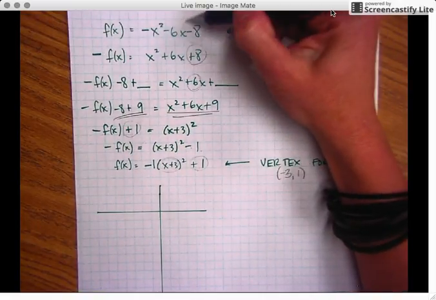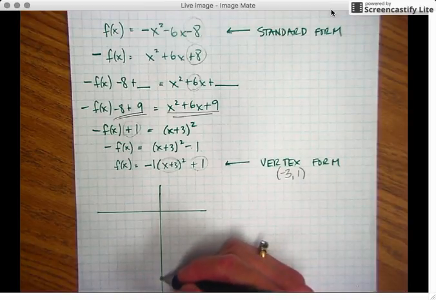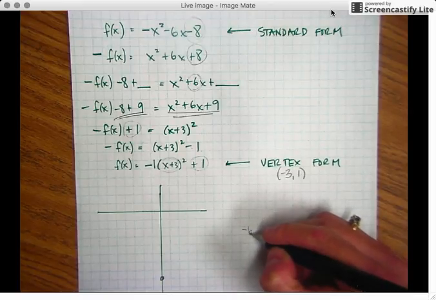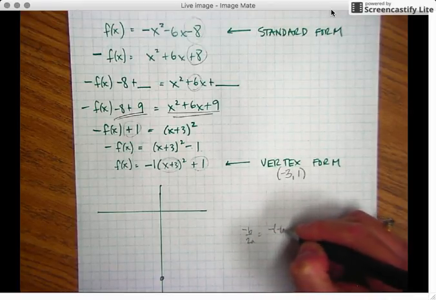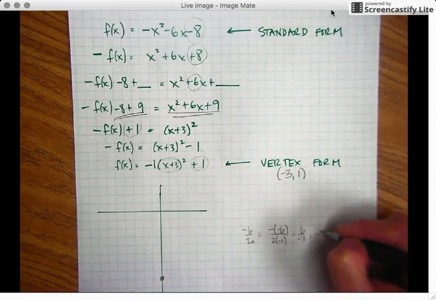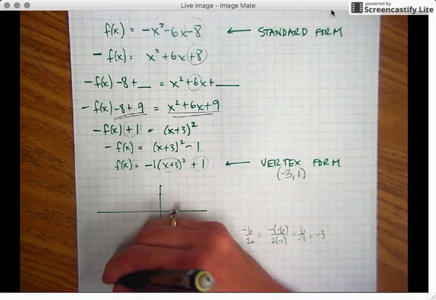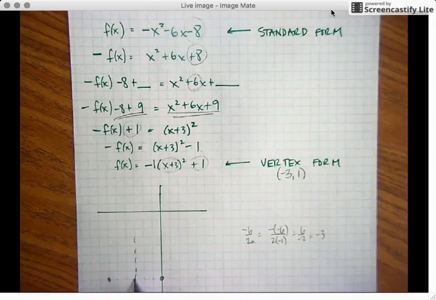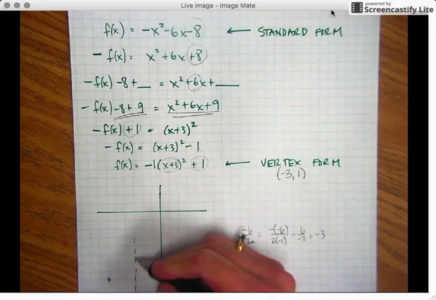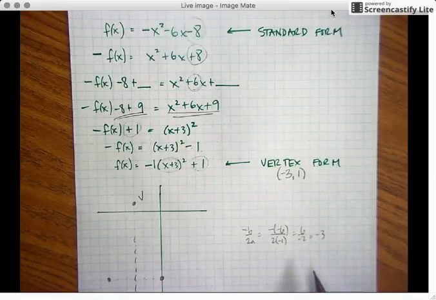So we know y-intercept's at negative 8. 1, 2, 3, 4, 5, 6, 7, 8. When I do negative b over 2a, that's negative 6 over 2 times negative 1. What is that? 6 over negative 2. I believe that's negative 3. Since I'm 3 units away, I square that and I get 9. I have to go up. 1, 2, 3, 4, 5, 6, 7, 8, 9. There is my vertex, just where I predicted it would be at negative 3, 1.